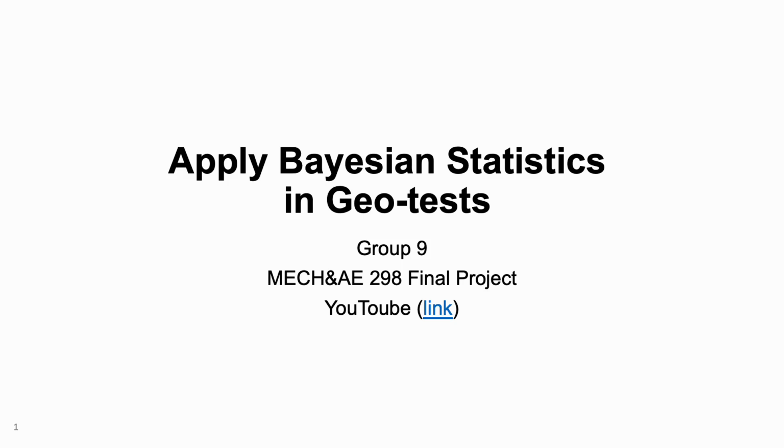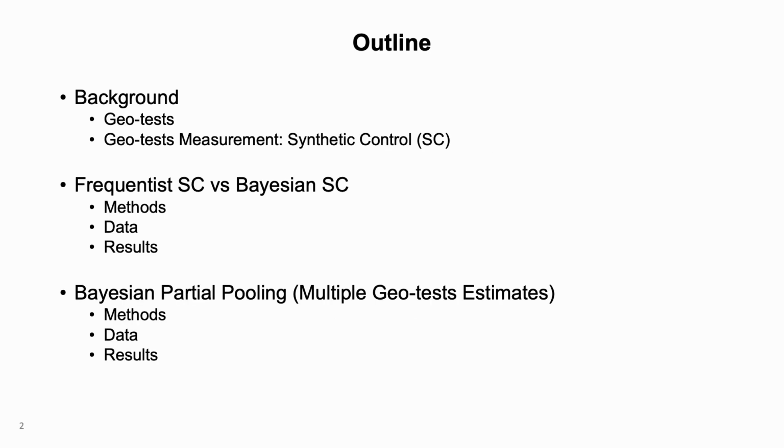In this video, we're going to introduce our final project, which is applying Bayesian statistics in Geo-tests, which is a very important control experiment conducted in marketing measurements. We're going to start with a background introduction, including the definition of Geo-test and how synthetic control is used in Geo-test measurements. In addition, this project is divided into two parts.